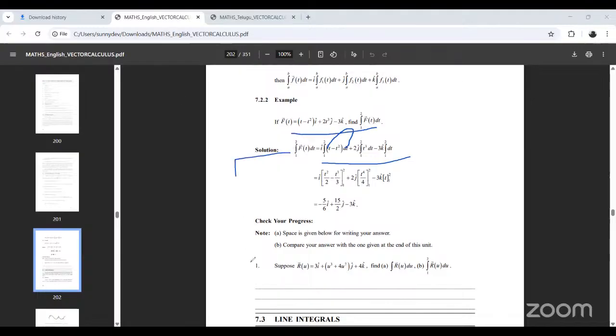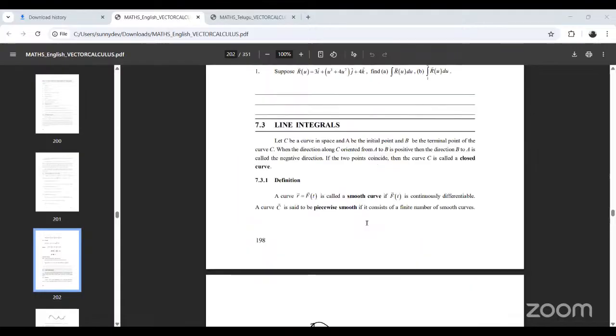And this is your one homework. You have to do the same procedure, then apply the limits. So this is before applying the limits, and after that you need to apply the limits. 2 is the upper limit and 1 is the lower limit. That is the one thing you have to write.